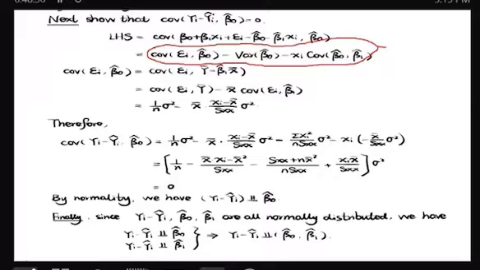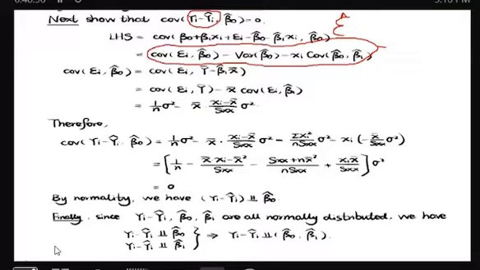Let me tell you this. This one here is the error with a cap. What do we call that? Residual. There's a difference between error and residual. Error without a cap is what we call error. The error with a cap is residual. Residual is the difference between actual y and the predicted y.